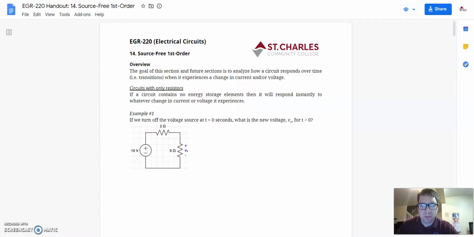Hello, and welcome to section 14. This section is our first look at transient circuits, and that's what we're going to spend a lot of the second half of the semester analyzing. So, to get started, let's talk about what a transient circuit is before we do example 1.